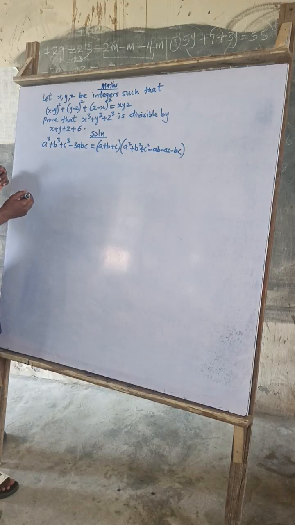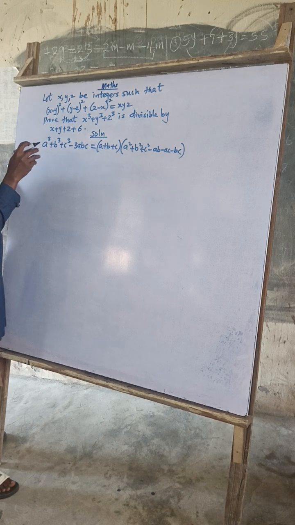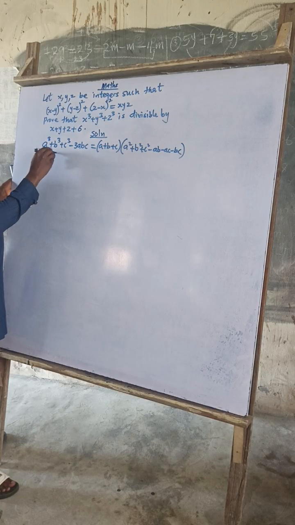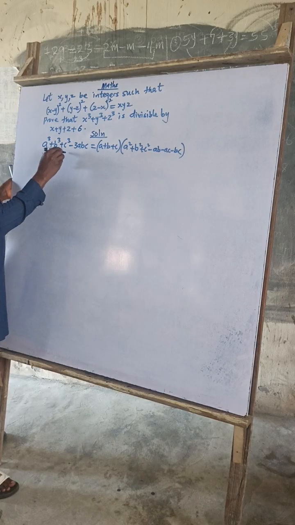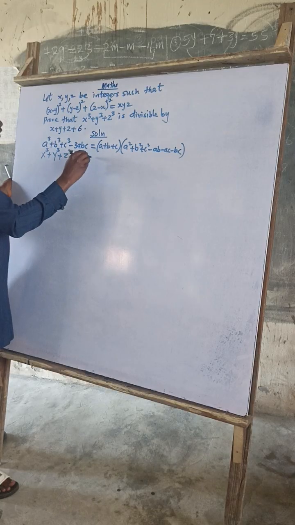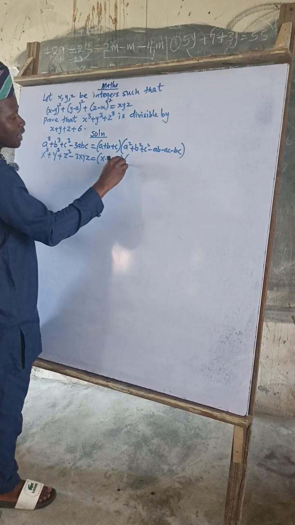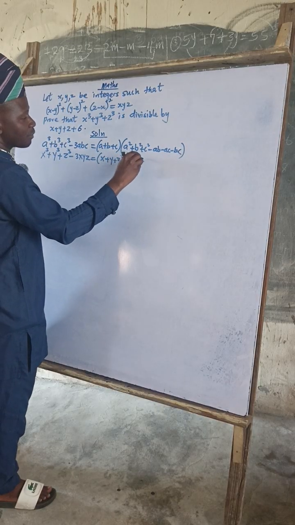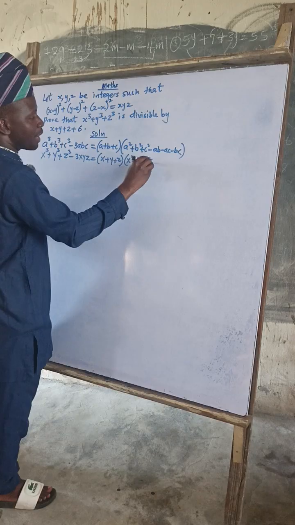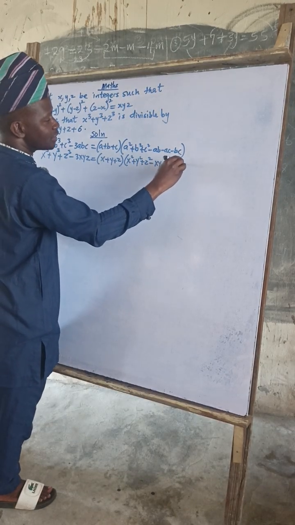Now, in this case, we are using letters x, y, and c in place of a, b, and c. That is, let's replace letter a with letter x, b with letter y, and c with letter c. So x cubed plus y cubed plus c cubed minus 3xyc equals (x plus y plus c) into (x squared plus y squared plus c squared minus xy minus xc minus yc).